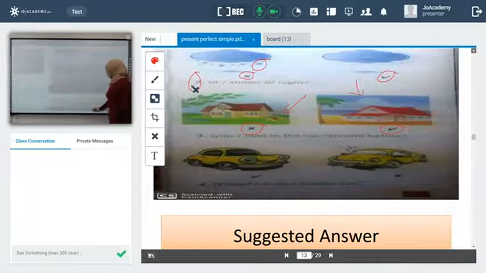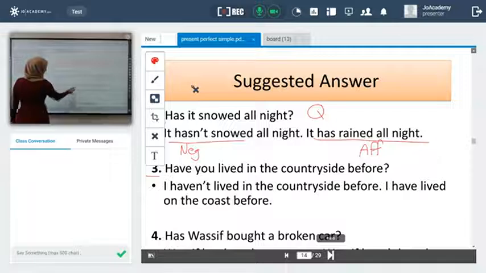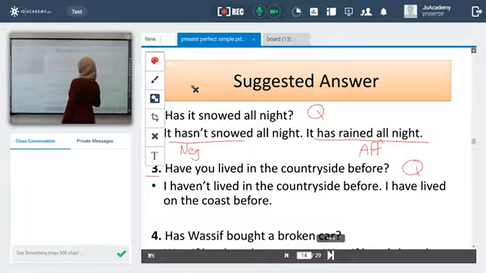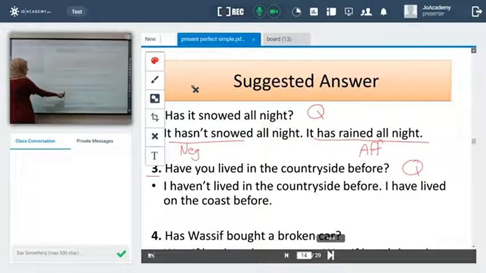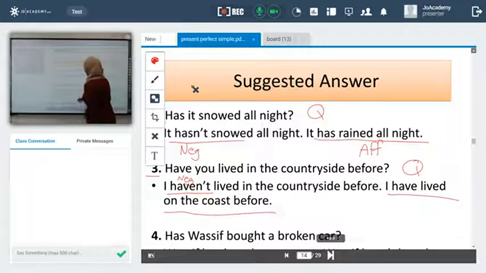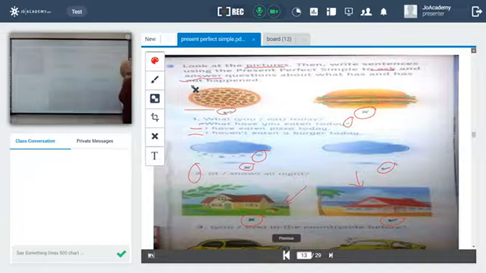And how to make an affirmative sentence or a negative sentence? Okay, let's have a look. So this is number 3. Have you lived in the countryside before? So this is the question. Now, I haven't lived in the countryside before. This is the negative statement. I have lived on the coast before. And this is the affirmative statement.